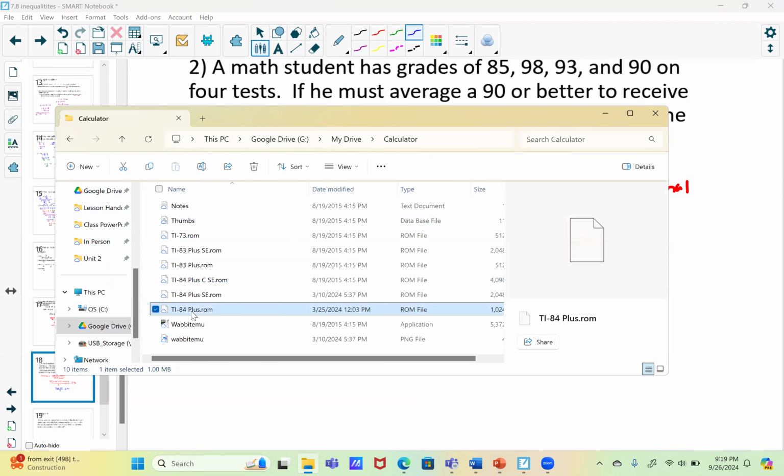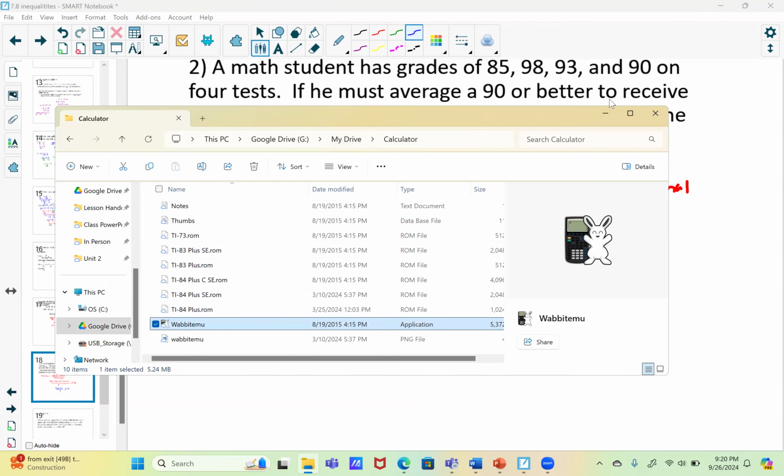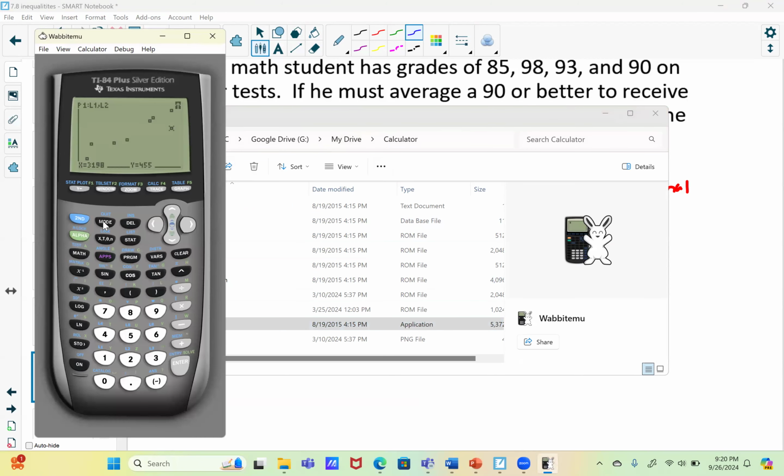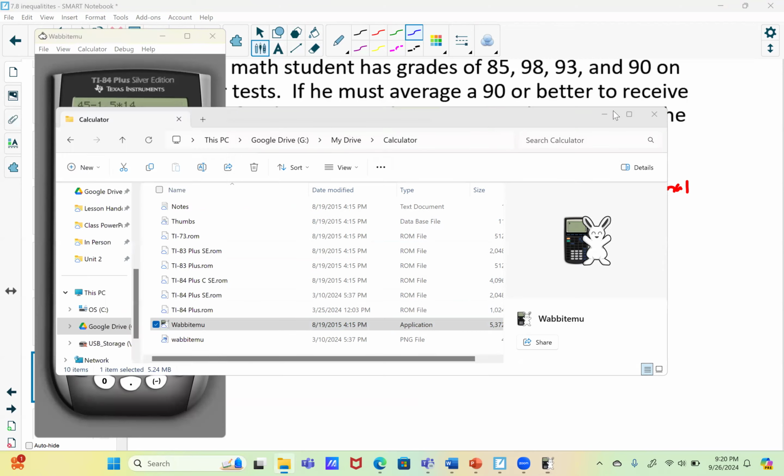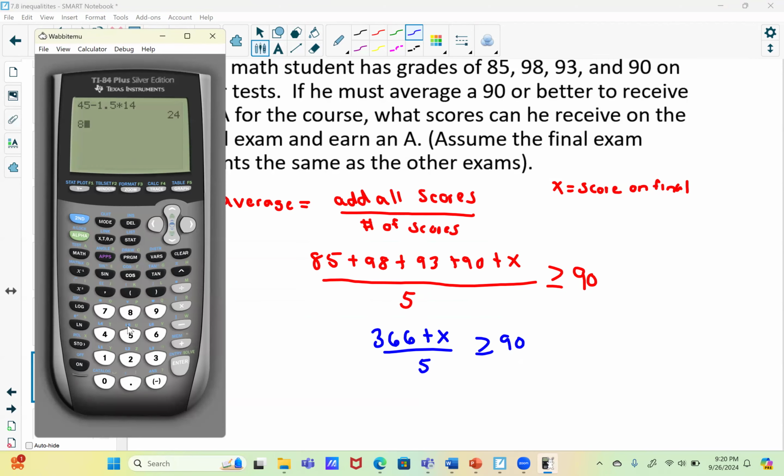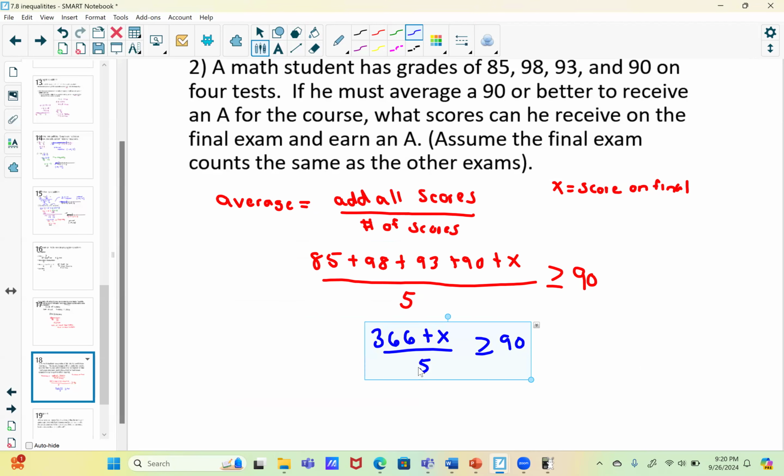Okay, and I know my calculator is a little bit different than yours, but most of your calculators can handle just adding all of those up at the same time and getting 366. Okay, so then we have 366 plus X and then divided by 5.